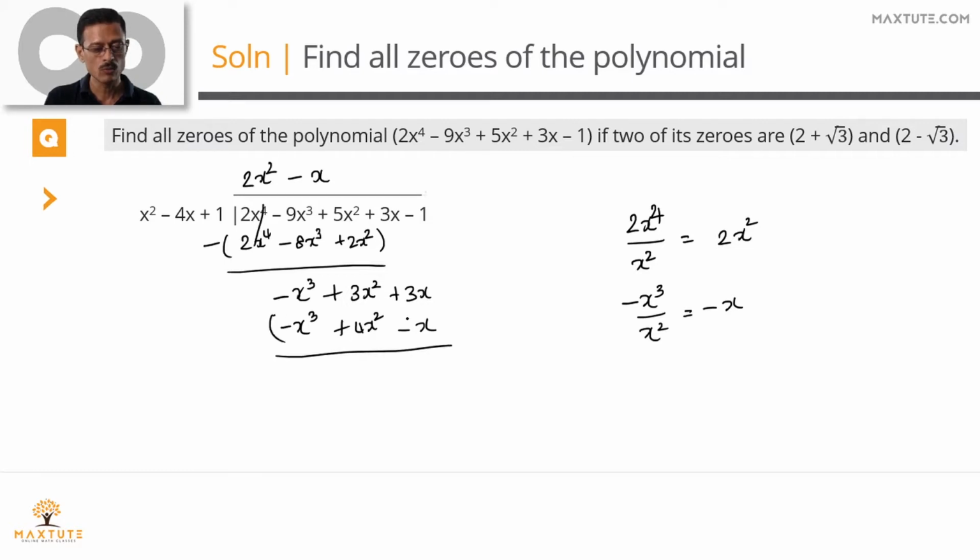Subtract this term from whatever we have in the earlier expression. These two will get cancelled. 3x square minus 4x square is a minus x square. 3x minus of minus x will leave us with a plus 4x.